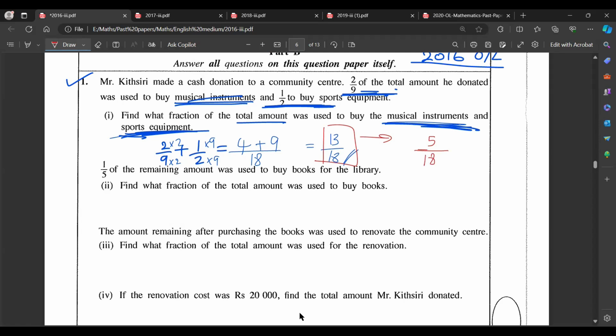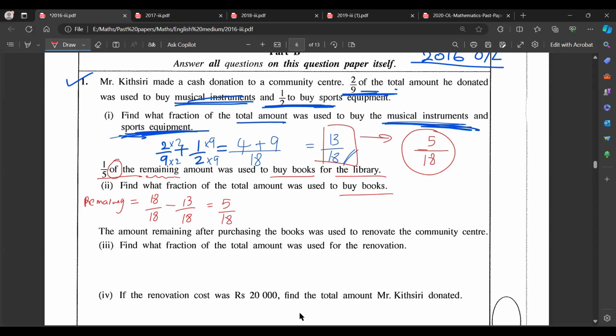Here is the word remaining. So remaining should be 5 parts, and 1 over 5 of it was used to buy books for the library. They ask for the fraction of the total amount used to buy books. First of all, you have to think about the remaining. If there are 18 parts and musical and sport used 13 parts, the remaining should be 5 over 18.